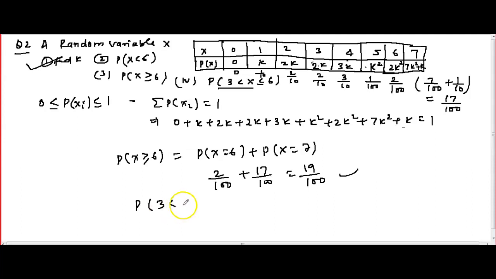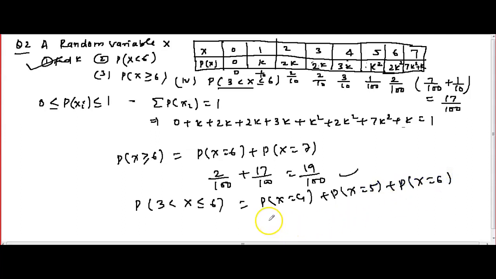Next is the third one, x greater than 3, but 3 is not included. x less than or equal to 6, x is equal to 4, 5. We can write here probability of x equal to 4, 5 and 6, right? 4 is equal to how much? 3 by 10, and this is 1 by 100 plus 2 by 100. So this one is how much? 33 by 100. Okay, you can find it like this.